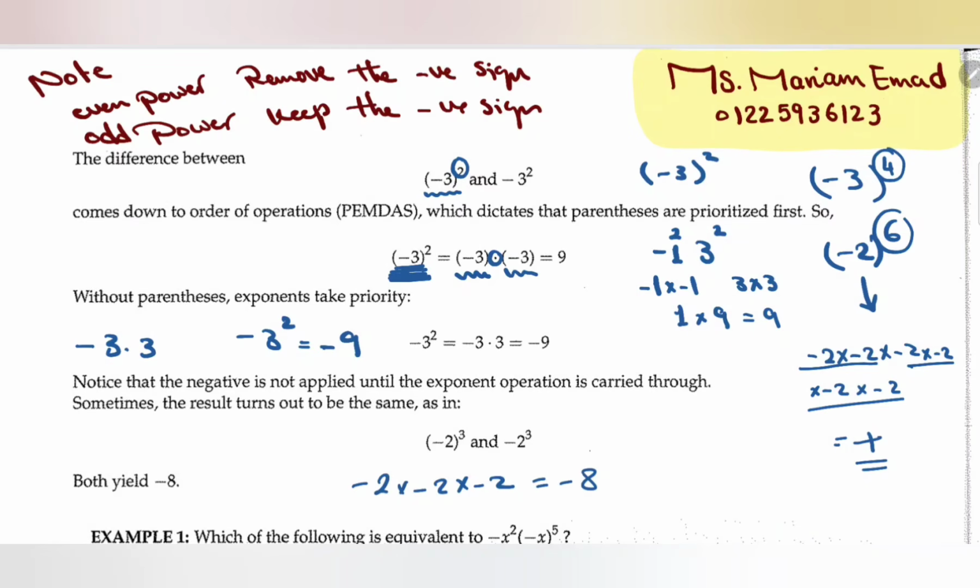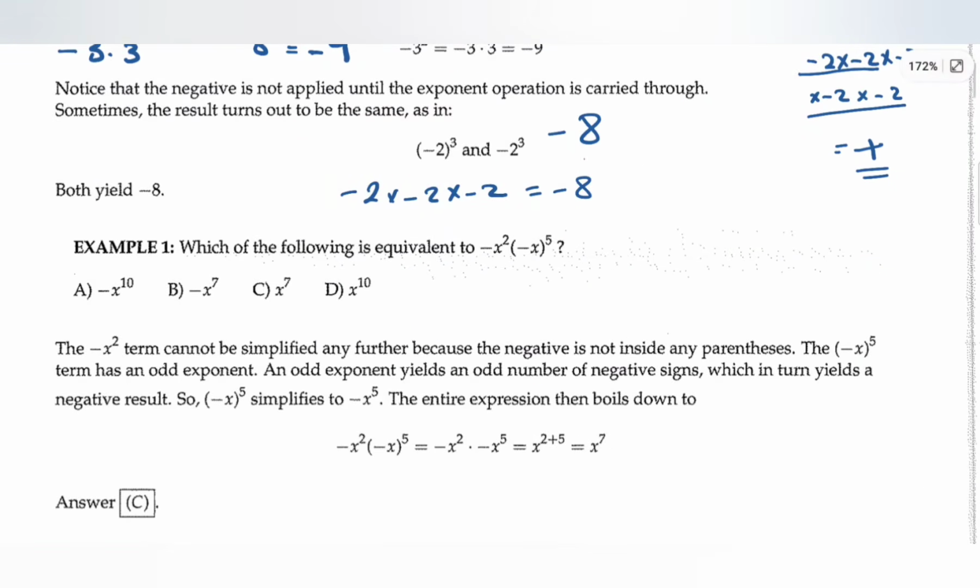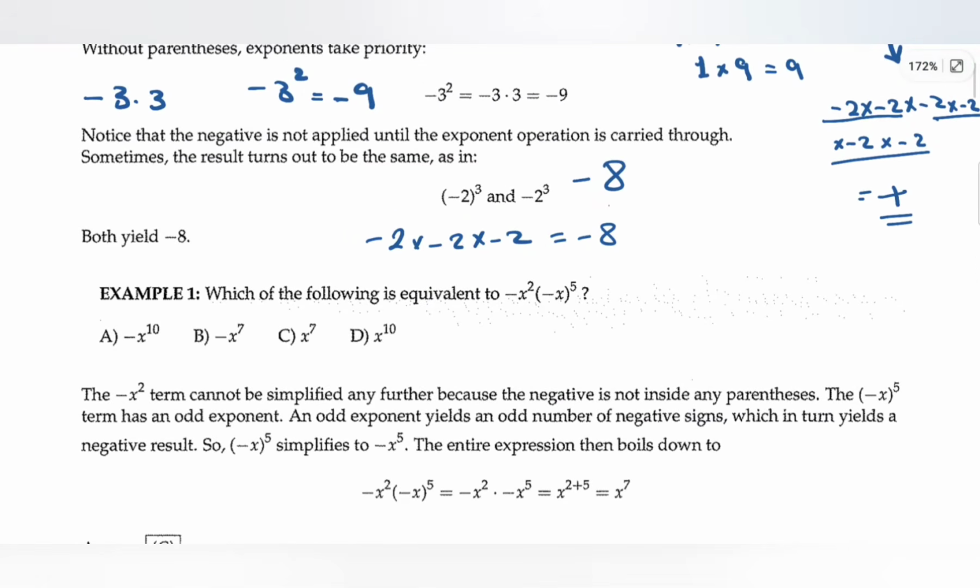And what about -2 to the power 3? So keep the negative as it is, and 2 to the power 3 equals 8. So the answer would be -8. So there is no difference between (-2) all to the power 3 and -2 to the power 3. So if the power is odd, keep the negative sign. So there is no difference if I put brackets or not. But in the even power, it's so important because the even power removes the negative sign. Okay, so let's take an example. And this example is so important.